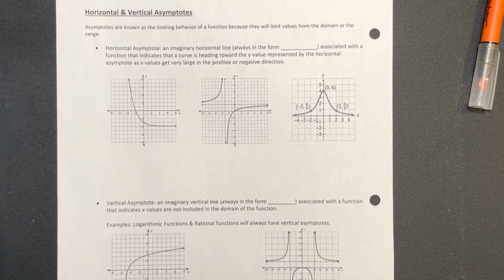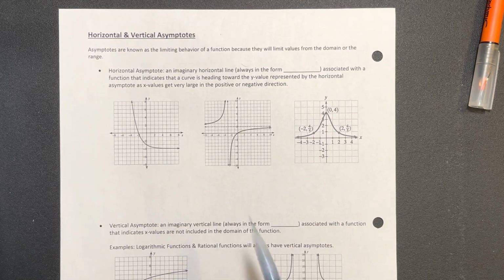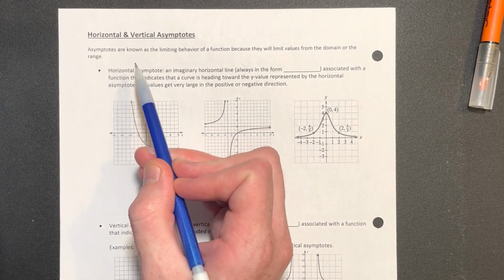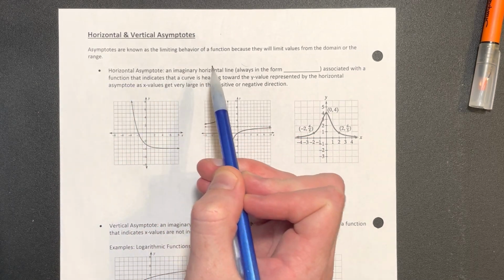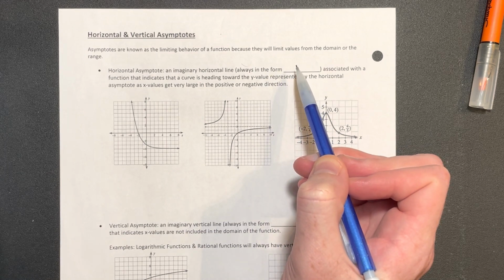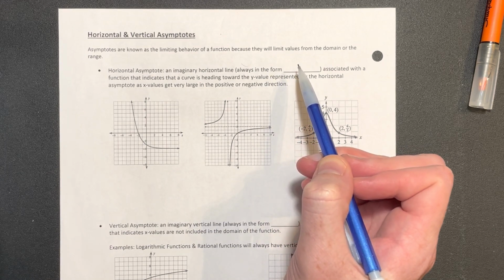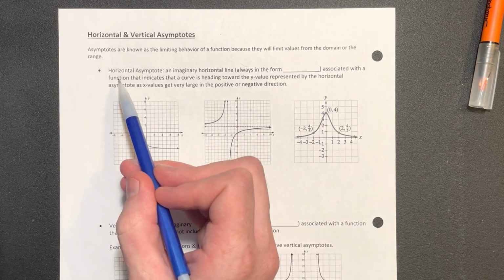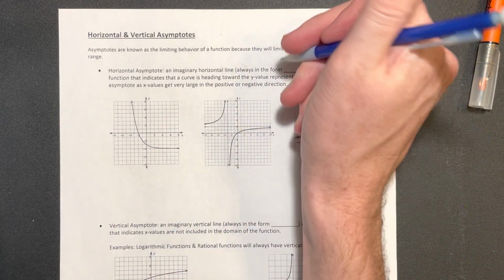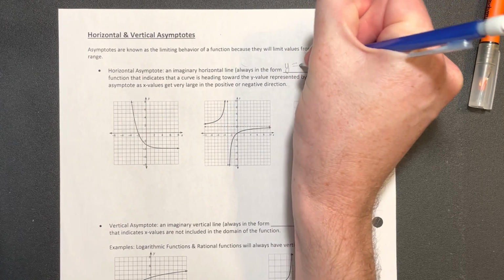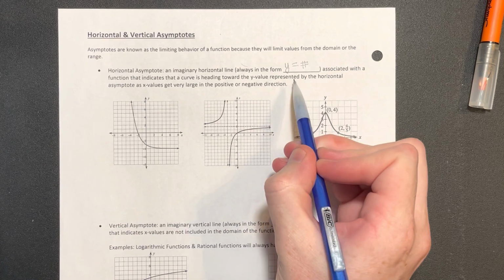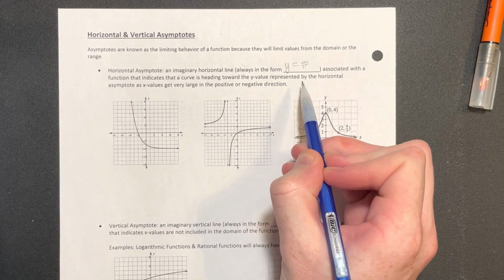Now, if we look at what asymptotes are, we have horizontal and vertical asymptotes right now. Asymptotes are known as the limiting behavior of a function because they will limit what values are in the domain or in the range. So a horizontal asymptote is that imaginary horizontal line, and it's always in the form of y equals some number. You want to write the equation because it is a horizontal line, so that it's y equals.